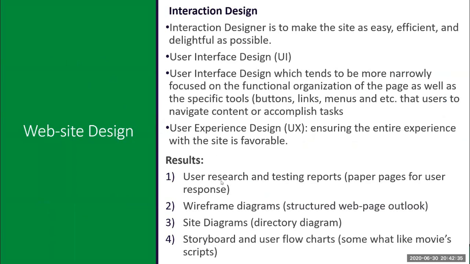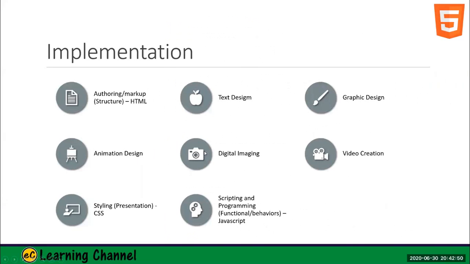So the results we get are the user research and testing report, wireframe diagram, site diagram, and story and user flow chart. These are the things we collect as data and then go back to the design. So now here is implementation. We need to use HTML, animation design, styling design, text design, digital images, script design, graphic design, and video creation. This whole thing is what constructs the website we need.